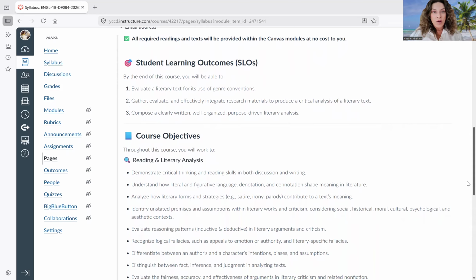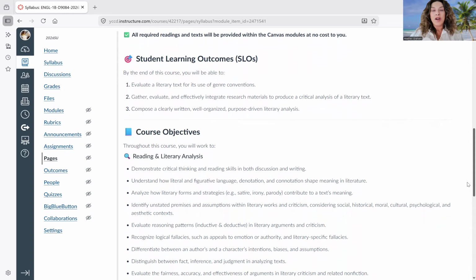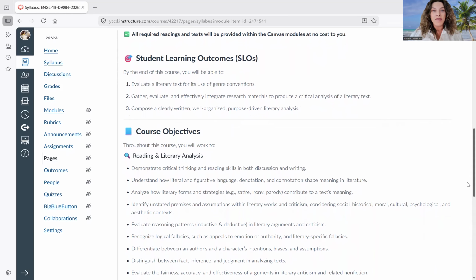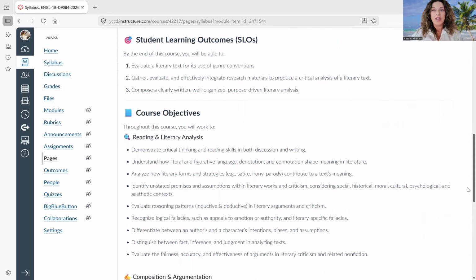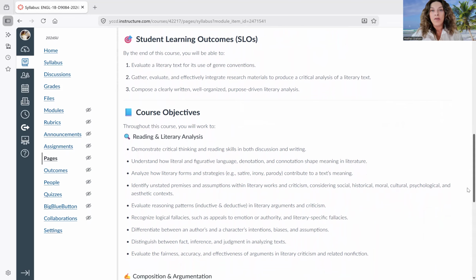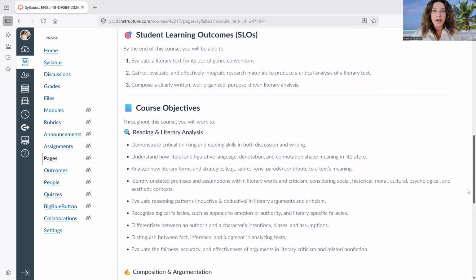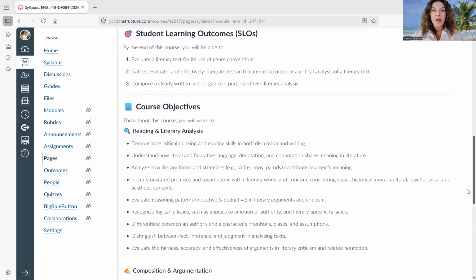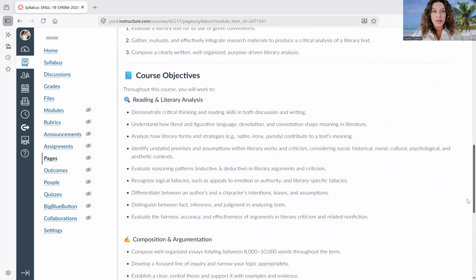The student learning outcomes are that you evaluate a literary text for its use of genre conventions, to gather, evaluate, and effectively integrate research materials to produce a critical analysis of a literary text. You'll do that 4 times actually. And to compose clearly written, well organized, purpose-driven literary analysis. And that will also happen in your essay assignments. I'm not going to read the rest to you.